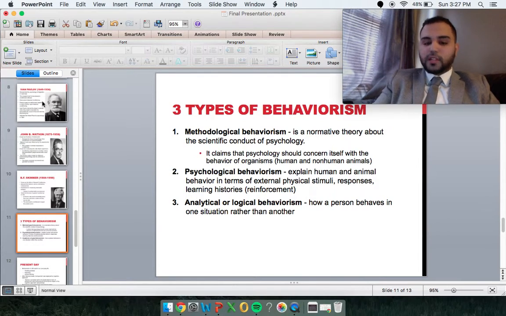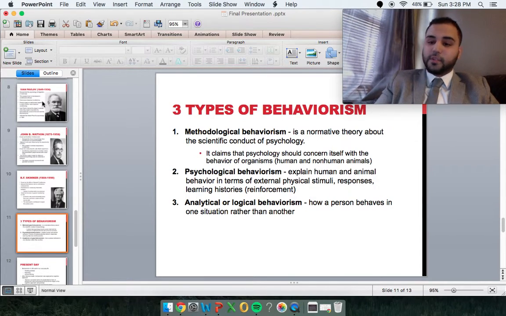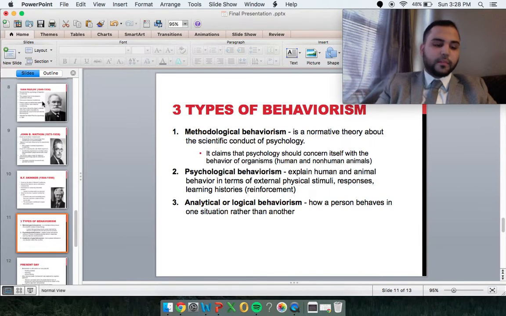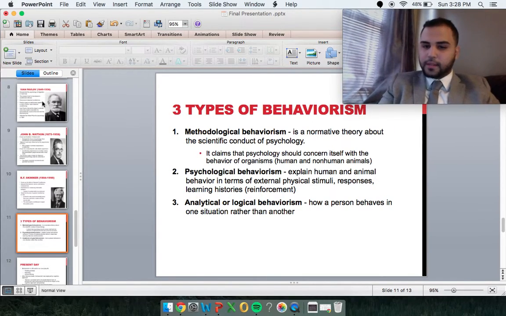Analytical or logical behaviorism basically explains that a person behaves differently depending on the situation, even if the stimuli has already been put into the person's mind, like I said. They will switch up because of the situation.